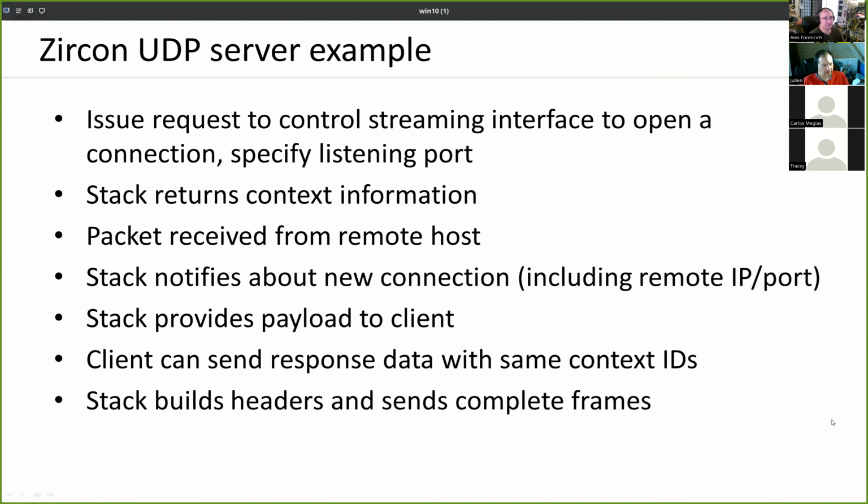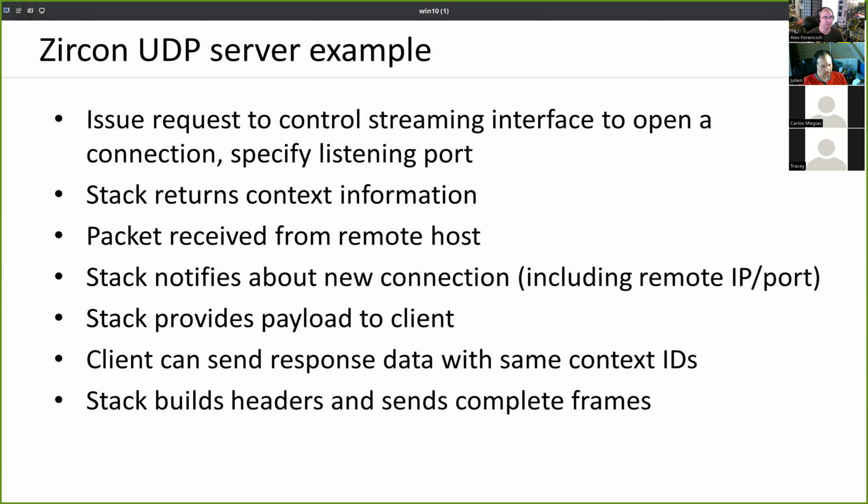Now, what about a server? The server process is very similar, but instead of issuing a request including the destination address, you give a request to the stack to open a connection with a particular listening port. The stack then returns context information, including a TID value, which the stack will use to indicate when you have an incoming connection for this particular context. And then when a packet comes in from a remote host, you'll get a notification that includes the IP and port, and that sort of thing, as well as a tdest value that identifies that connection.